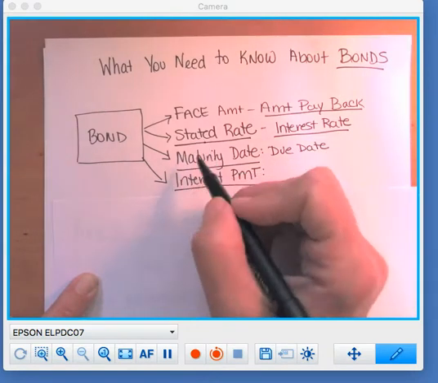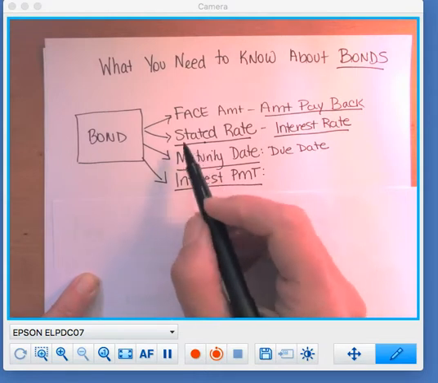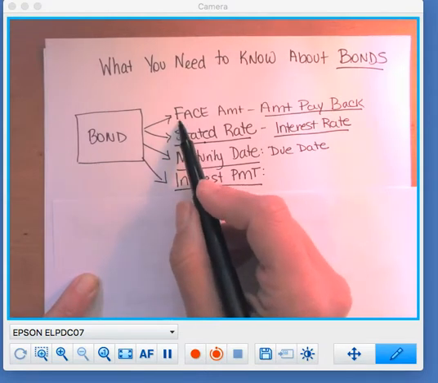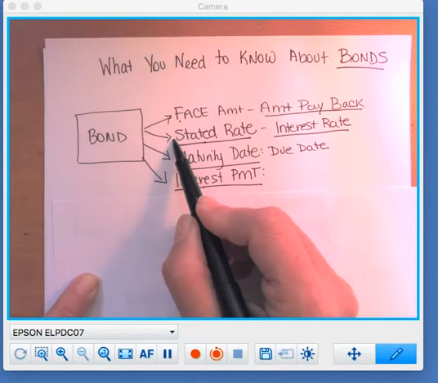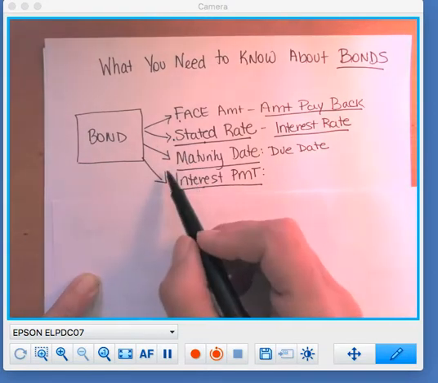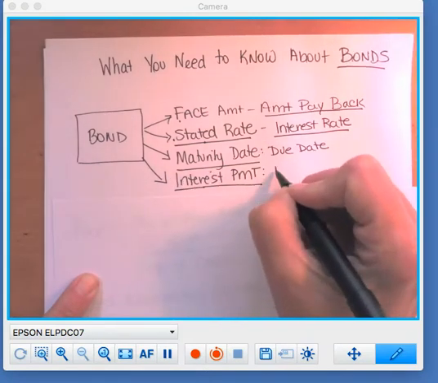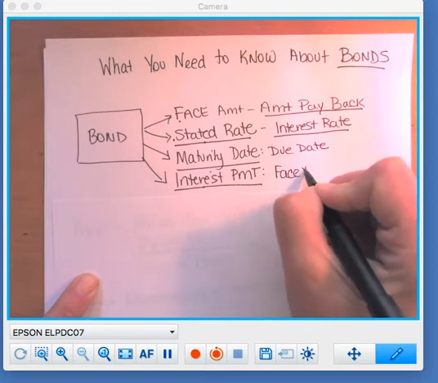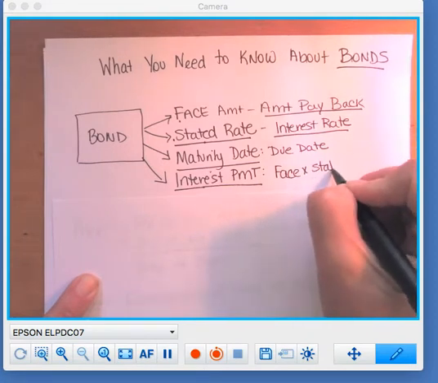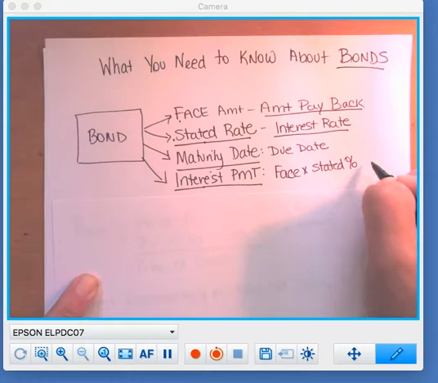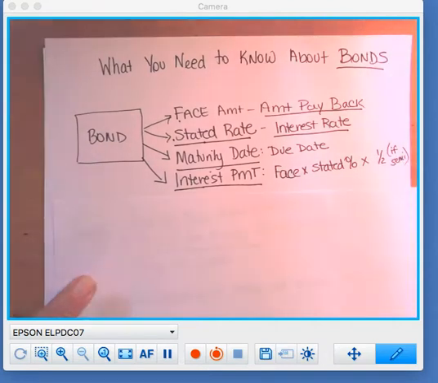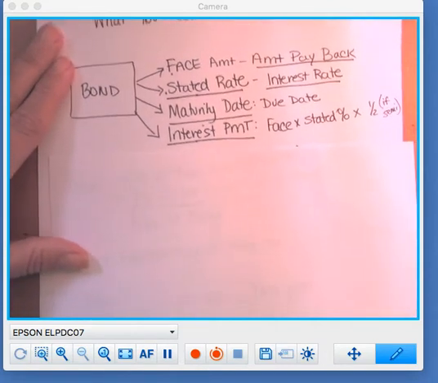The way you calculate the interest payment is always multiplying the face amount by the stated rate, and then if you pay interest semi-annually, which means 2 times a year, you'll divide that by 2. So interest payment is always the face amount times the stated interest rate, and then times 1/2 if semi-annual. You need to know these things first of all.